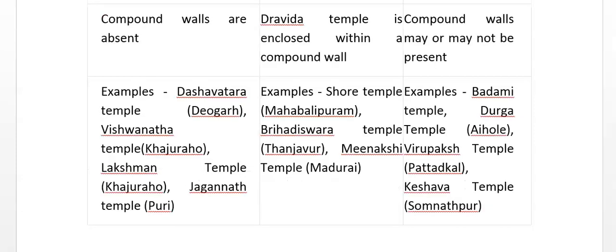And then as we read about the Pradakshina Path, which is absent in Nagara style, here it is present in the Dravidian style of temple architecture, which is enclosed within a compound wall. And once again, it is not compulsory for Vesara style. In some temples it is found and in some it is not. So here are some examples of temples belonging to the Nagara style of temple architecture and the Dravidian and Vesara styles.